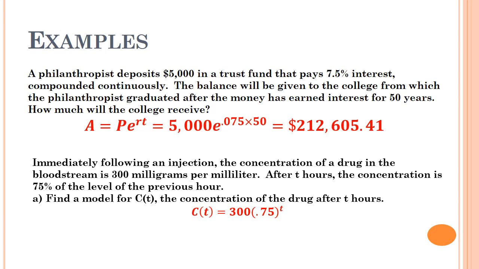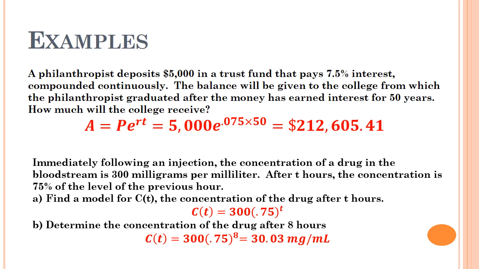Our model is going to look like this. C of t is 300 times 0.75 to the t power. Notice what we have. We have our initial amount, which is 300. That's like our principal. And then our base is 0.75, so that goes there. And then the t is the power. And then they want us to determine the concentration of the drug after 8 hours. Well, part A was the hard part. So if you can get A, for B you're just going to put in 8, and we get 30.03.